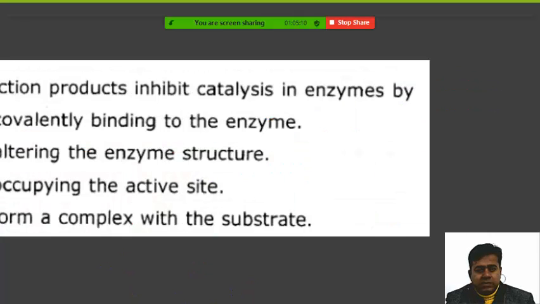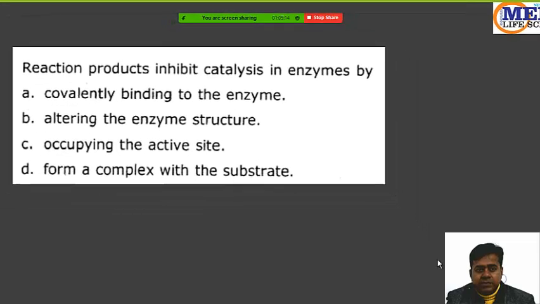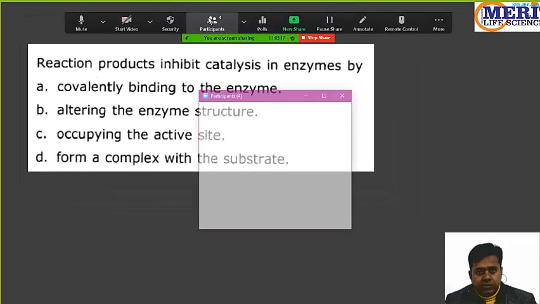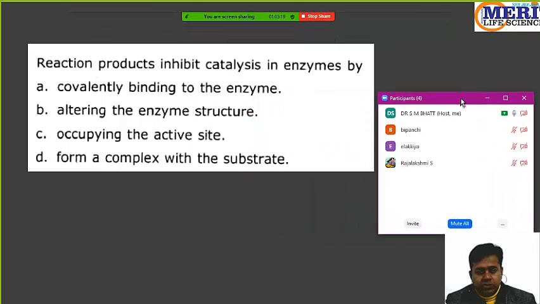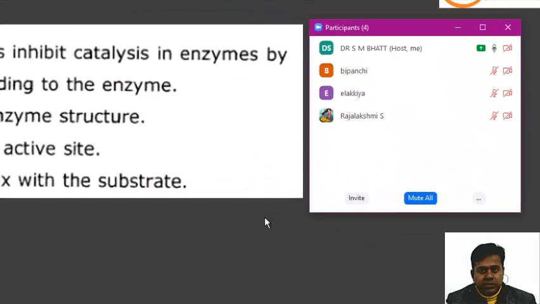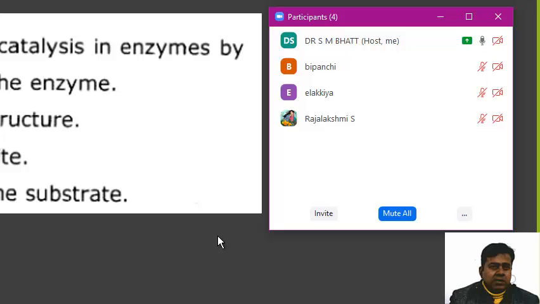Tell me this one. It's very simple. I want to check whose eyes and mind are very sharp. Reaction product inhibit catalysis in enzymes by. Read all the words carefully, because the option often changes with the wording used in the question. It does not matter what you know. It matters a lot what they want to ask, and whether you are answering according to them or not.